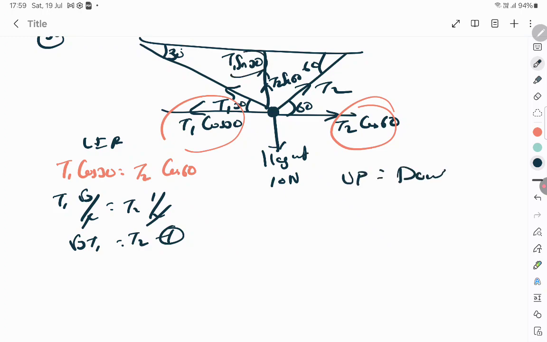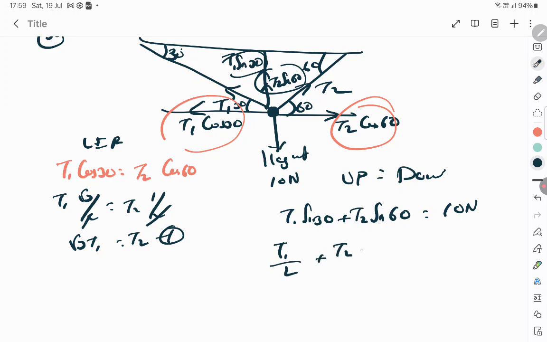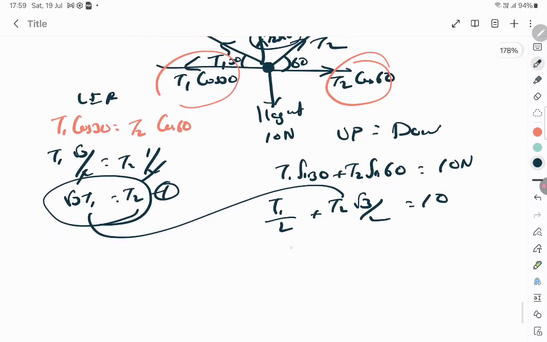What is the up vector? There are two vectors which are getting added. T1 sin 30 plus T2 sin 60 will be equal to 10 newtons. T1 sin 30. What is sin 30's value? Sin 30 is 1 by 2, plus T2 into sin 60's value, root 3 by 2, is 10 newton. You can substitute T2 as root 3 T1. T1 by 2 plus root 3 into T1 into root 3 by 2 is 3 T1 by 2.